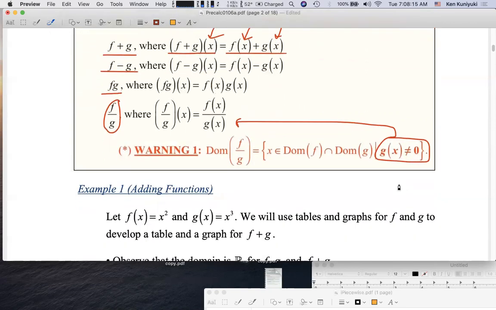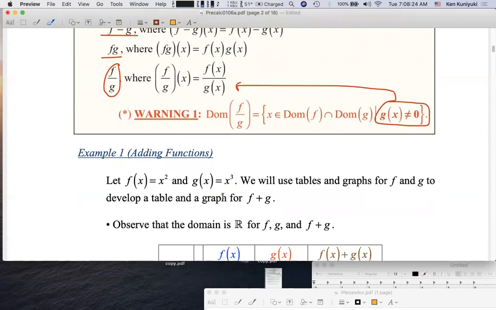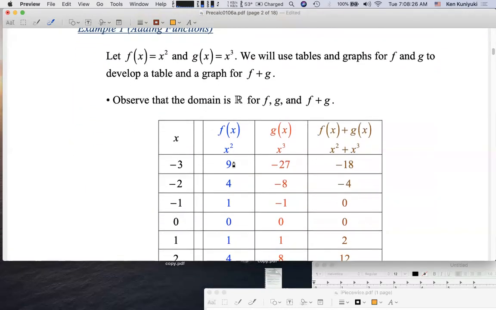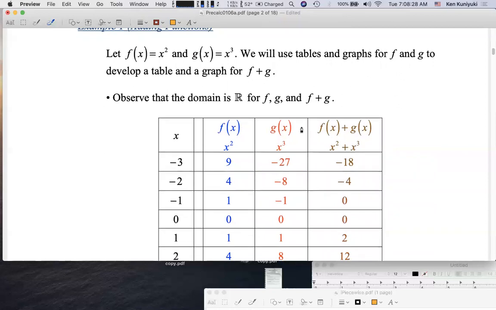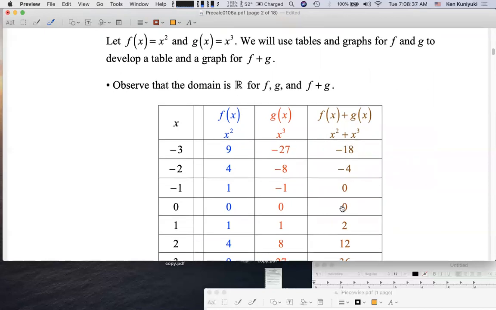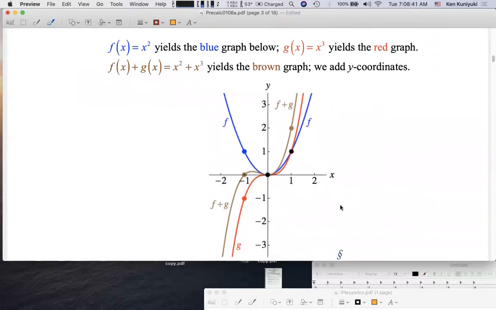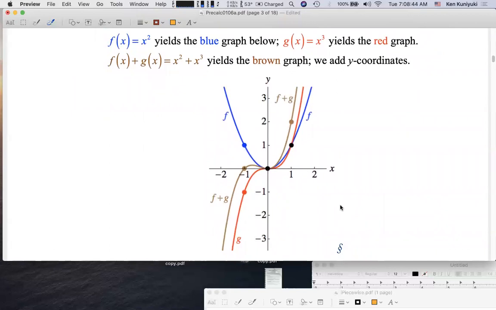So for example, let's say that we want to consider f where f of x equals x squared and g where g of x equals x cubed. Well, you could consider a table for the function f plus g. Basically, you add the function values, you add the y coordinates to get the y coordinates you see in brown, and you might be able to consider point plotting. Some of you may have this skill, others may not. It's not really crucial to have this skill, but it's nice to have.